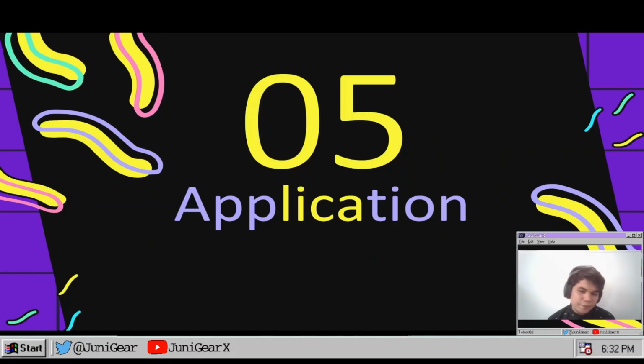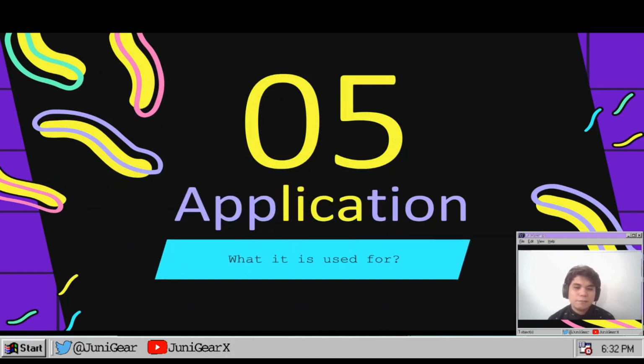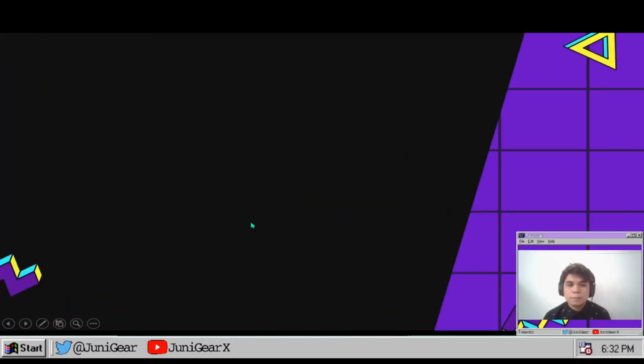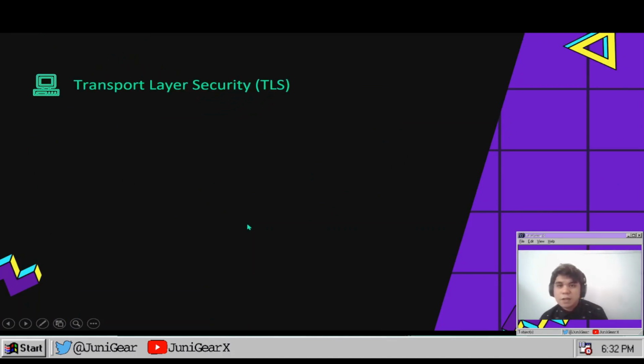And lastly, our fifth, which is the application. Let's see, what is the use of this algorithm? So the application is for transport layer security, as I said in the advantages, especially in transit data, it's impossible to be tampered with, so that is used.